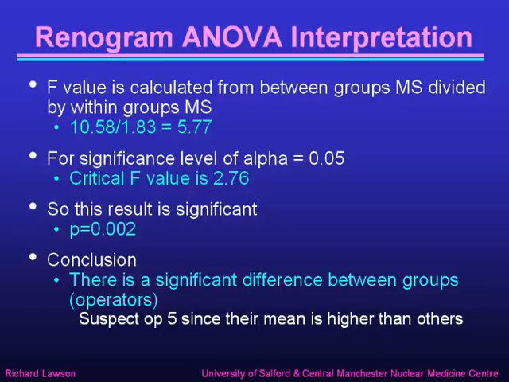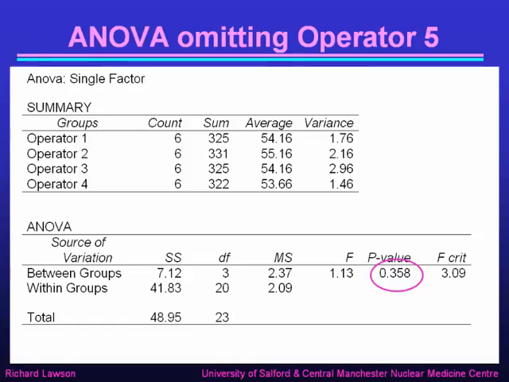So not all operators are giving the same value. In fact, if you go back and look at the data, you'll see that operator 5 has a mean higher than the others, so maybe we suspect that operator 5 is the odd one out. So the obvious thing to do is to repeat the analysis but leaving out operator 5.